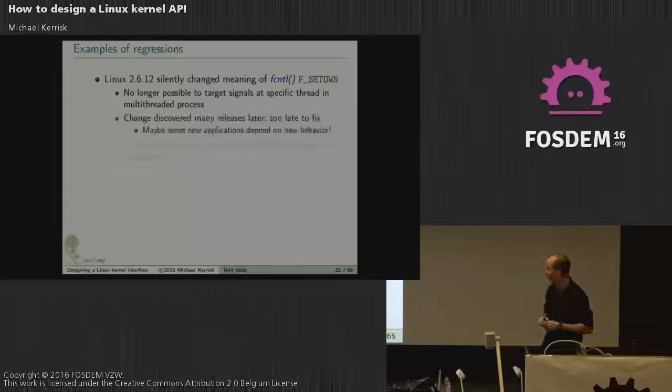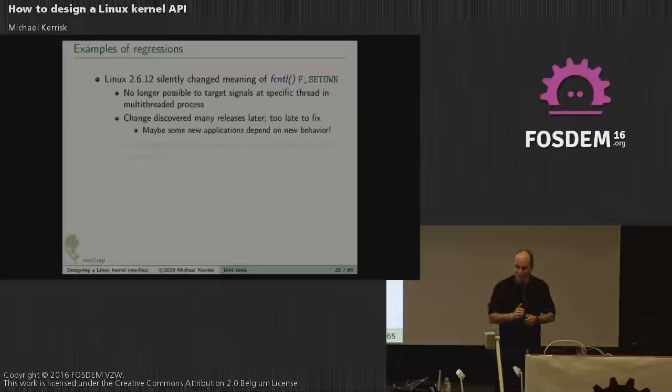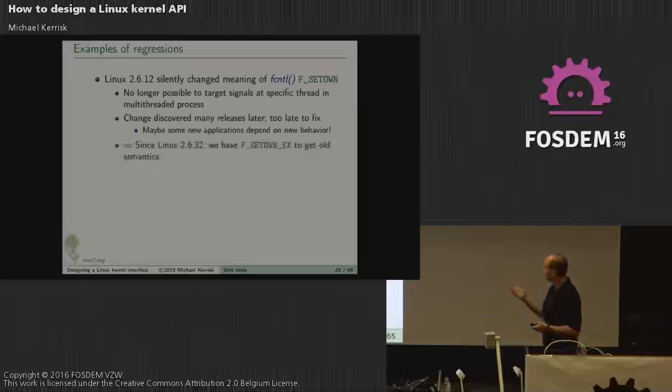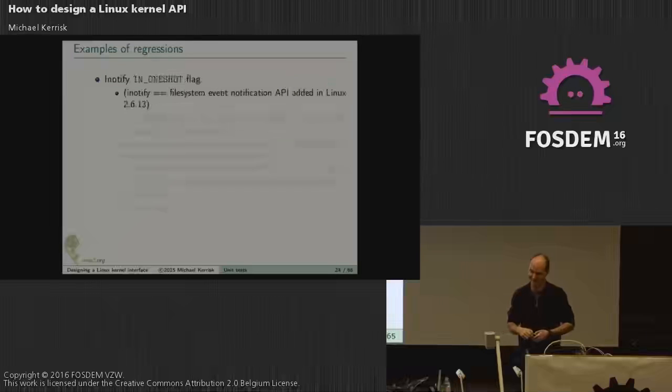Now, no one noticed that for quite a while, and when someone did eventually squawk about it and say, this actually broke my application, this was already several kernel releases later, like 20. And then we've got 20 kernel releases with the new behavior. Do we revert to the old behavior? Well, maybe there are new applications that depend on the new behavior that are getting broken by the change. So then we had to invent another fcntl operation that gave us the old behavior.